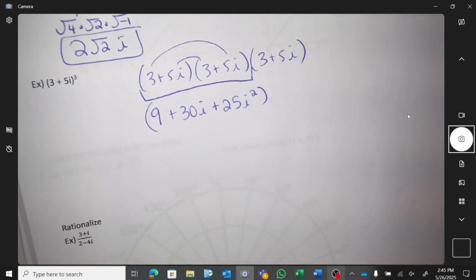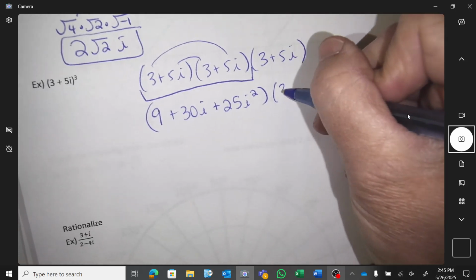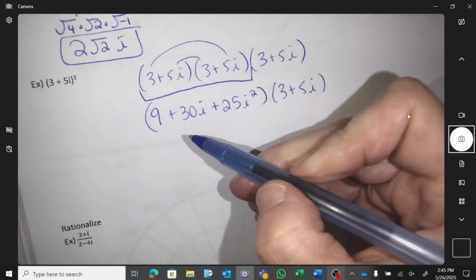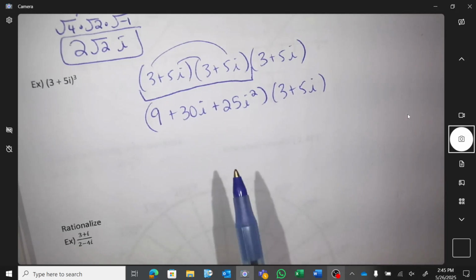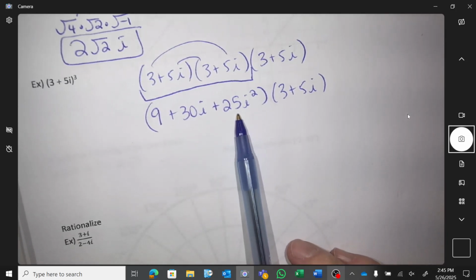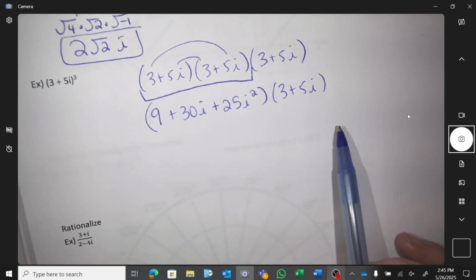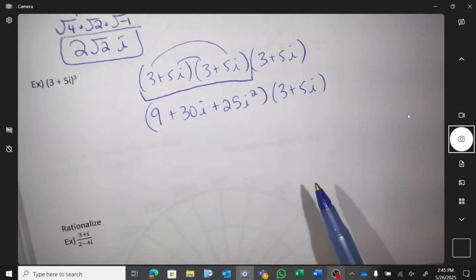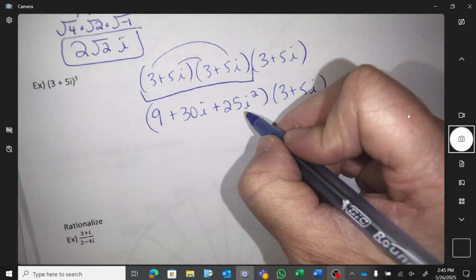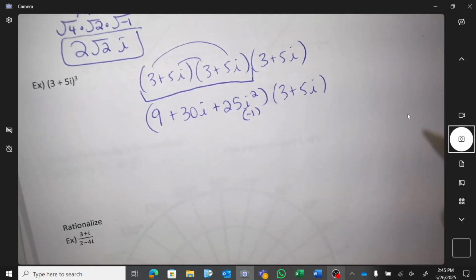Okay, what do we want to do? You've got 2 options here. We could times this trinomial by the binomial as is, or do you want to work with the i squared before the timesing? It doesn't matter. Work with the i squared before. So what is i squared? Negative 1.